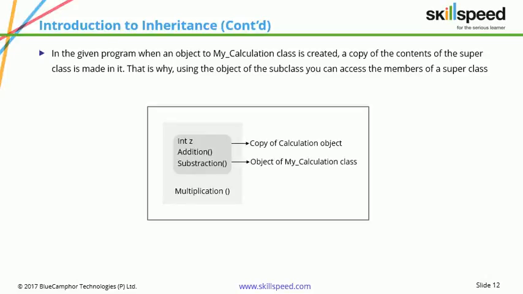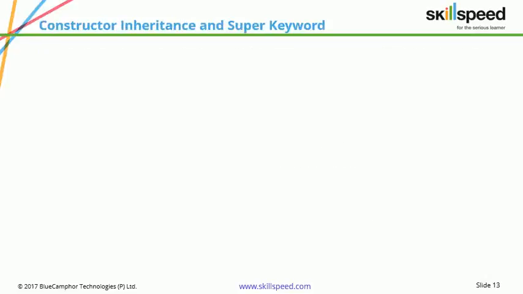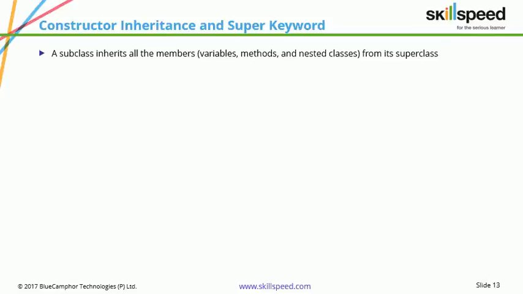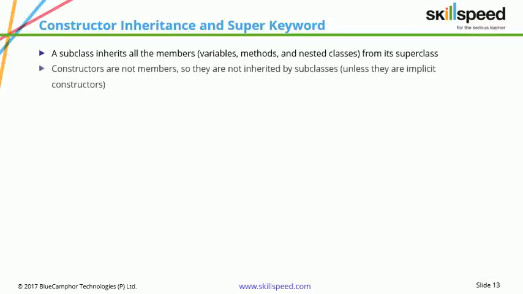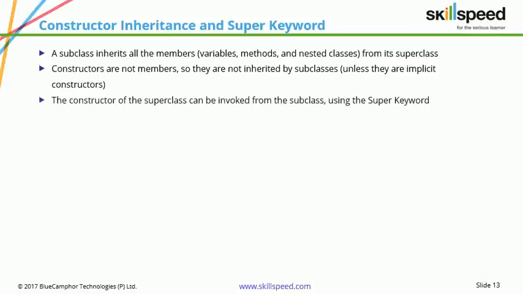The next concept is constructor inheritance and the super keyword. A subclass inherits all the members, which are the variables, methods, nested classes and all, from its superclass. Constructors are not members, so they are not inherited by the subclasses, unless they are implicit constructors. The constructor of the superclass can be invoked from the subclass using the super keyword.